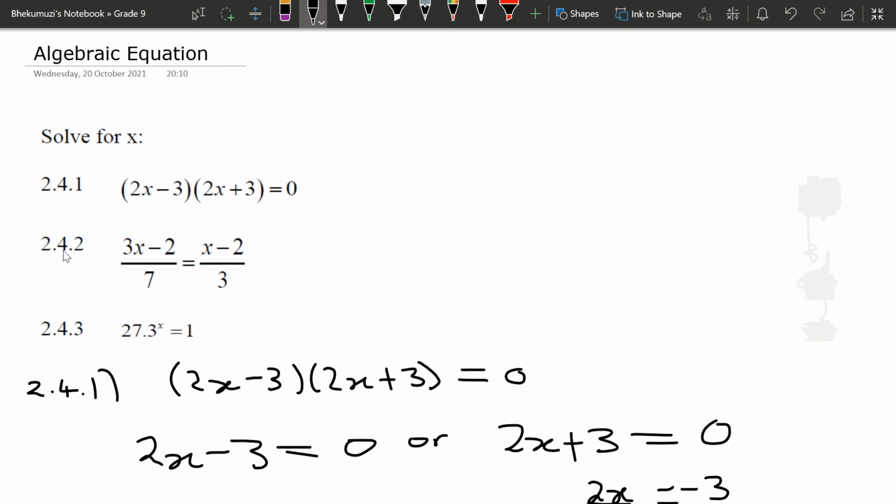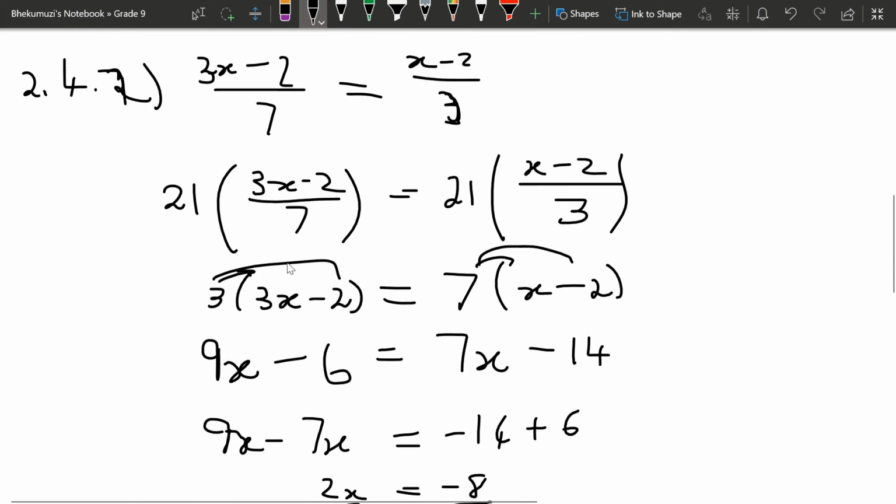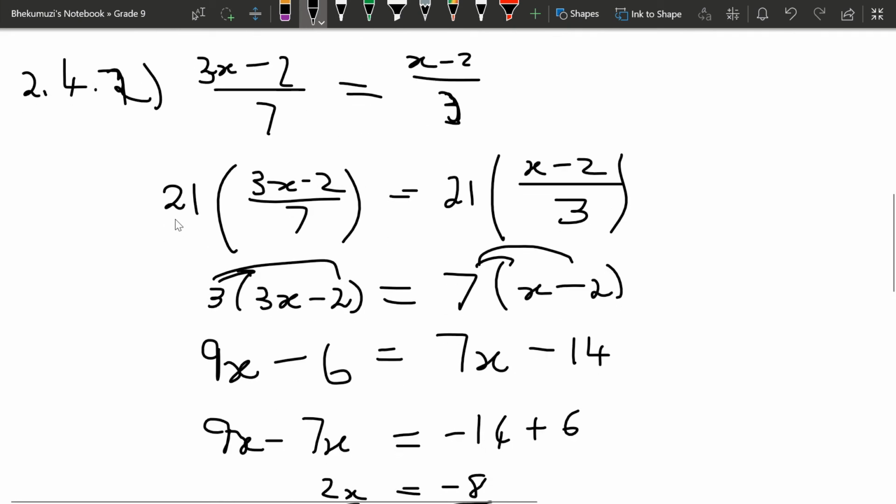Now with fractions, the most important thing you need to be able to do is to get rid of the denominator, and being able to get rid of the denominator will make your solution come out quite well. So how do we do that? We basically looked for the lowest common multiple, and the lowest common multiple between 7 and 3 is 21. And so then we multiplied by 21, as you saw here.